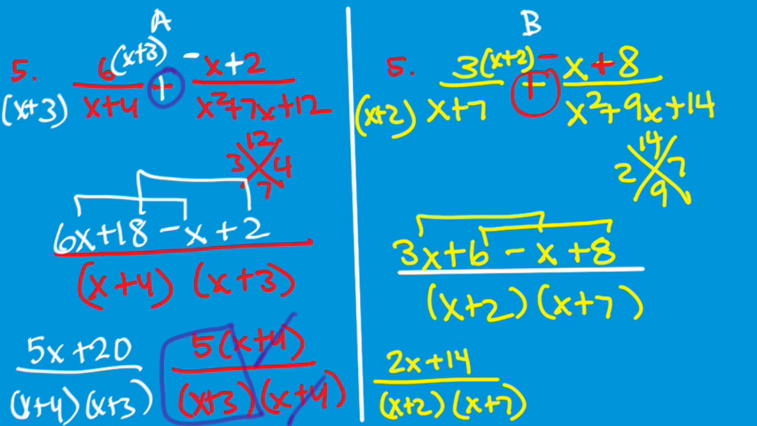And I just notice I just have one more step to do. I take out a GCF, and that means I can eliminate the x plus 7 on both and get 2 over x plus 2. Okay, on to the homework questions.